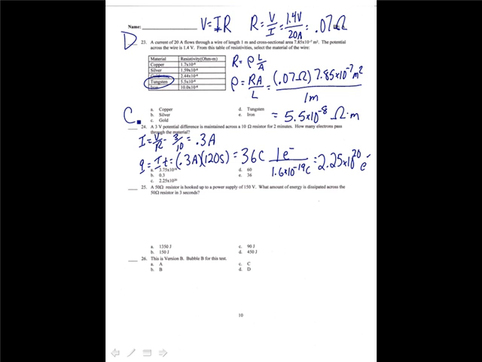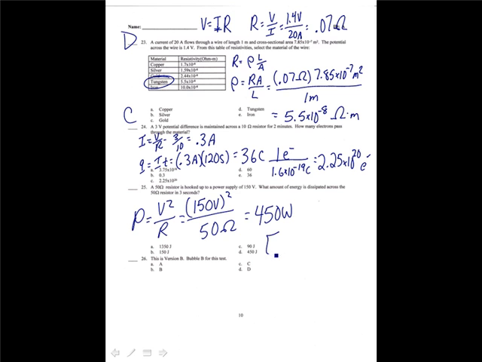A 50 ohm resistor is hooked up to a power supply of 150 volts. What amount of energy is dissipated across the 50 ohm resistor in 3 seconds? Well, power is equal to V squared over R. These things are already given, 150 volts squared over the resistance, which is 50 ohms. And that gives me 450 watts.